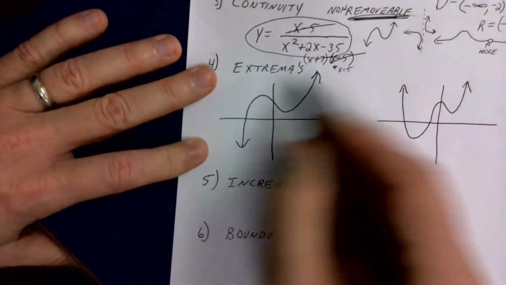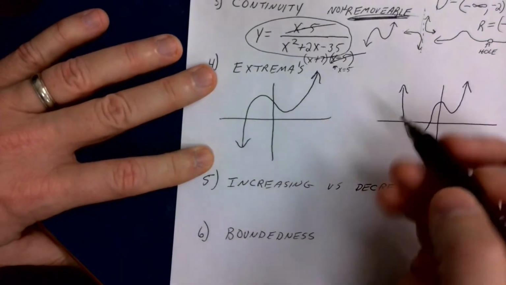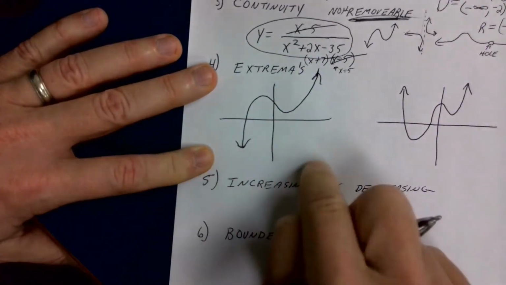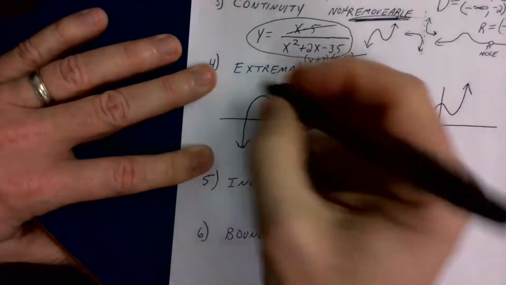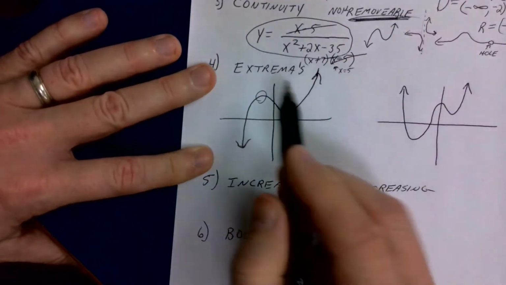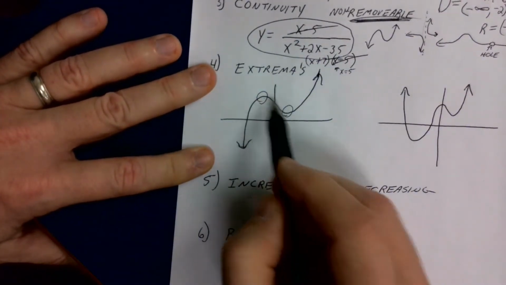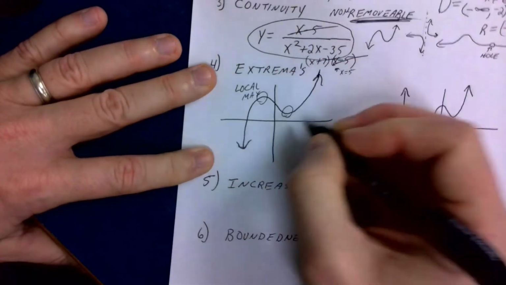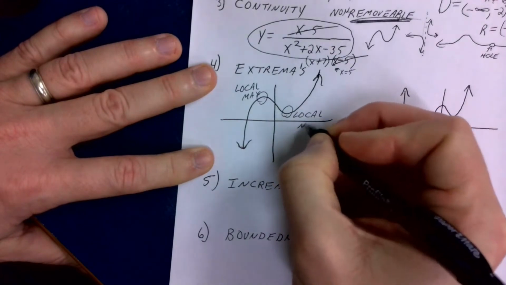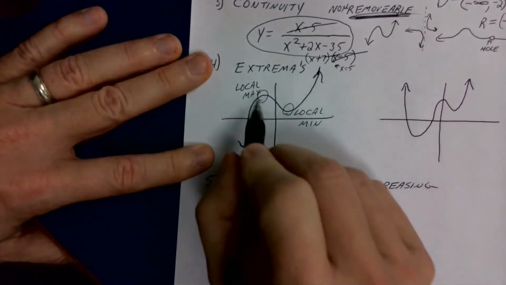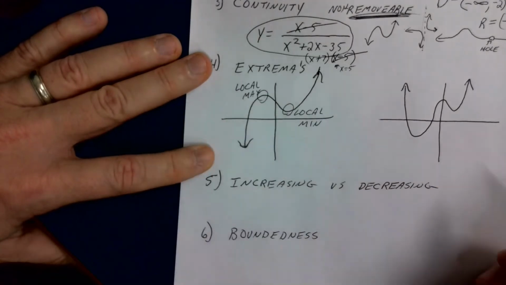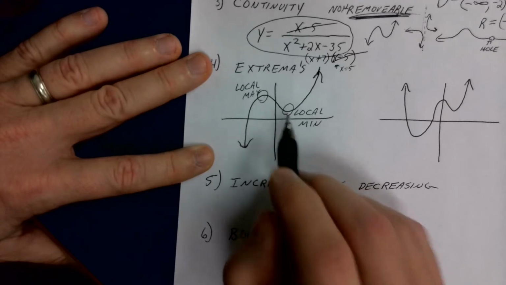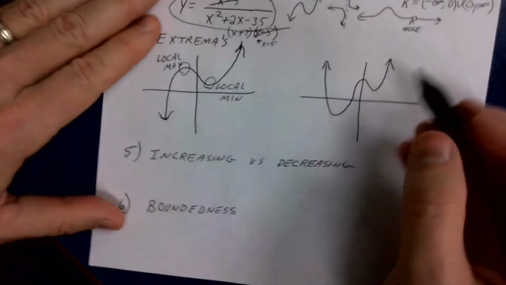Okay, so this function right here does not have any absolute extremas. It goes towards infinity and it goes towards negative infinity. So there's no absolute low point or no absolute high point. However, it does have some local ones. So this would be considered a local maximum, and this would be considered a local minimum. Because over a certain stretch of the function, it reaches a high point, or it changes between increasing and decreasing at that location.